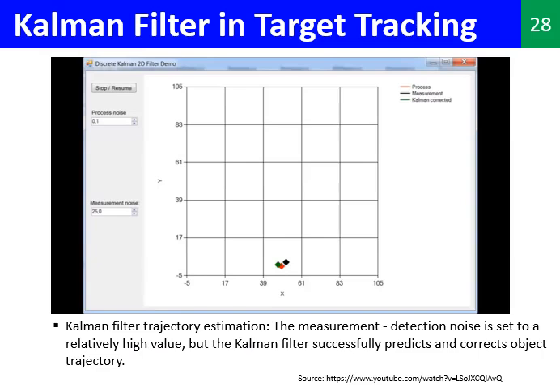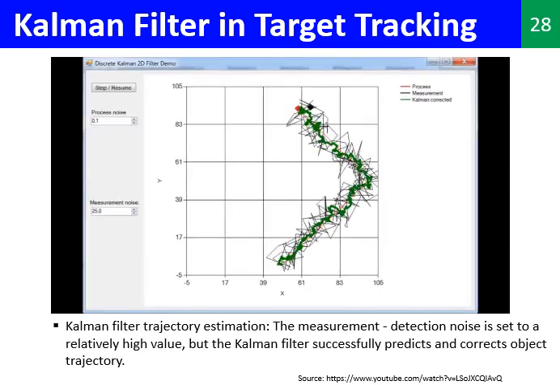Let's see the Kalman filter in action in this video. The black square shows the measurements, which are very noisy in this case, and the red one shows the actual trajectory of the target, and the green one shows the Kalman filter output. Let's have a look. So you can see how noisy the measurements are and how the Kalman filter tracks the target nicely.